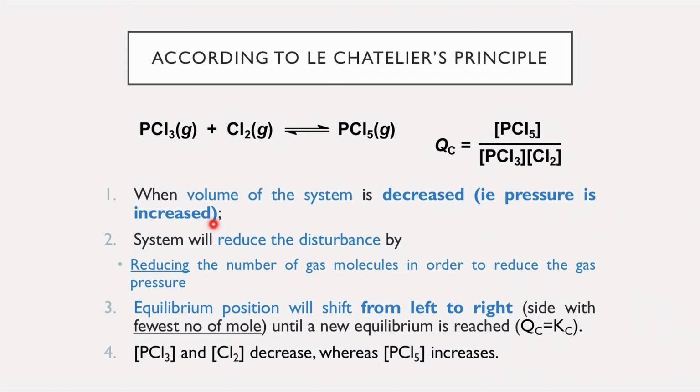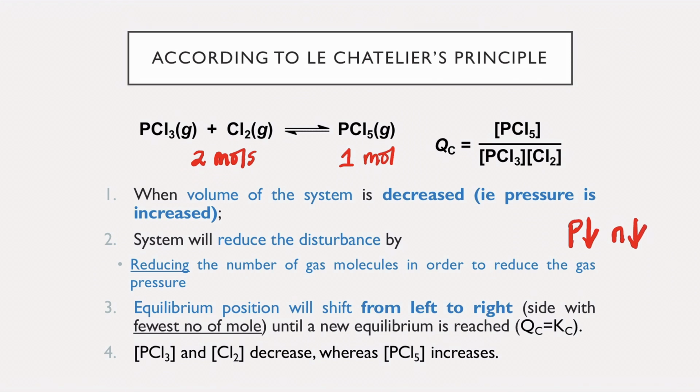So in this case, when the volume of the system is decreased, that means the pressure is increased. The system will reduce the disturbance by reducing the number of gas molecules in order to reduce the gas pressure. So on your left, you have 2 moles of reacting gases and 1 mole on your right, your product side. In order to reduce the disturbance, which is the pressure increase, you want to lower the pressure. That means you want to decrease the number of moles.